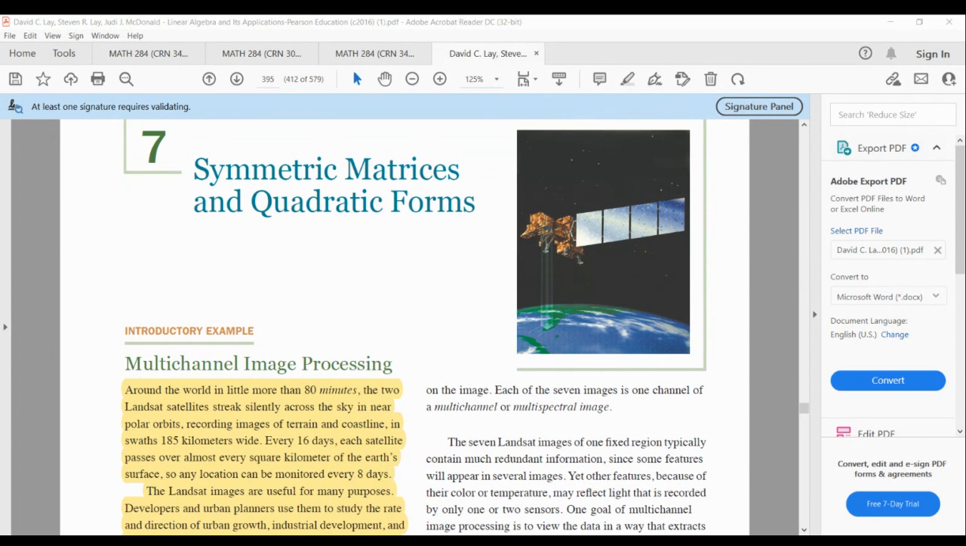Now let me see here. I want to just, yeah, there's the book. There it is.